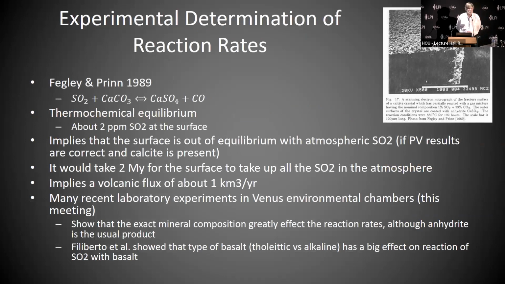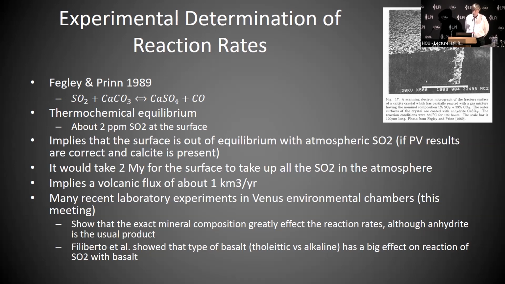And of course, we've got these wonderful laboratory efforts on reactions, and a lot of it has focused on SO2 reactions with surface minerals, and particularly calcite. The little picture on the upper right is from a Fegley and Prinn 1989 paper that really first did the kinetics of these reactions, the reaction I show there. So the thermochemical equilibrium of that reaction results in about 2 parts per million SO2 at the surface. So this implies that if the Pioneer Venus results are correct, the atmosphere is wildly out of equilibrium with the surface.